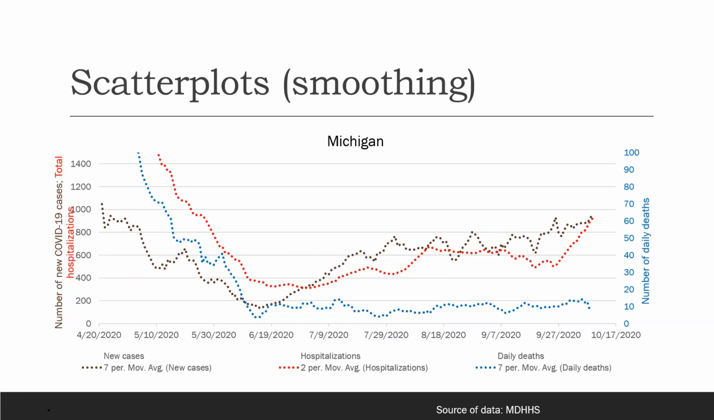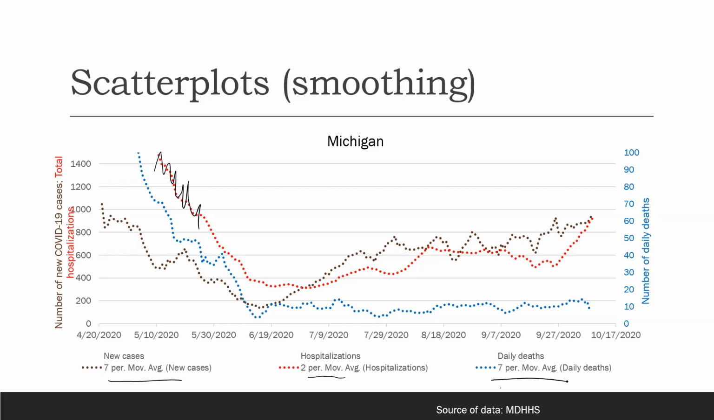I can also smooth the data. In cases where you have a large amount of data, you want to get a sense of the trends, but you want to smooth out the variations. The variations may look much more like this, but I just want a better sense of what the trends are. You can do this easily in Excel. I've just plotted the data, and you can see it's a 7-day moving average. For hospitals, I used a 2-day moving average because it didn't vary so much, and then daily deaths, a 7-day.